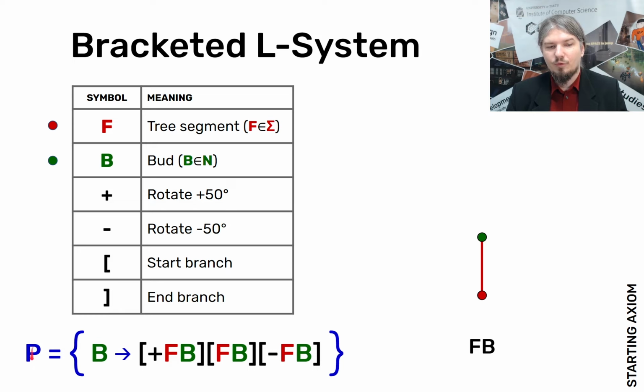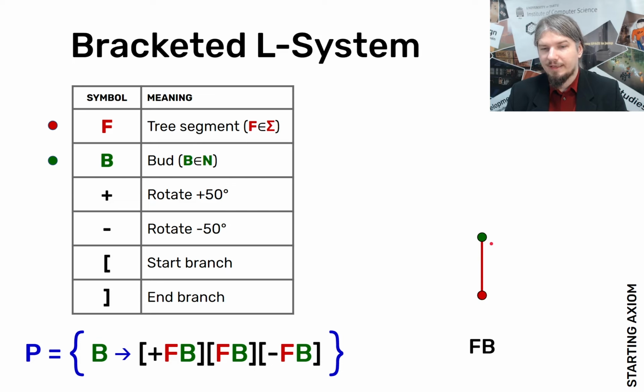And let's have one rule. The rule is that bauds, these letter B's, get transformed into these three branches. You can see that the first branch in these square brackets first rotates, then draws a tree segment, and then creates another baud. The second one doesn't rotate, it keeps continuing forward and has another baud, and the last one rotates to the other direction. Our starting axiom is FB, which means that we have one tree segment and it ends with a baud.